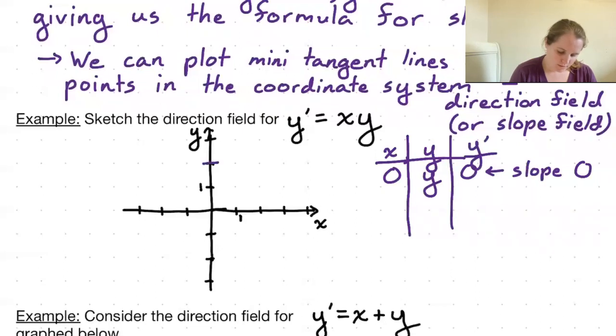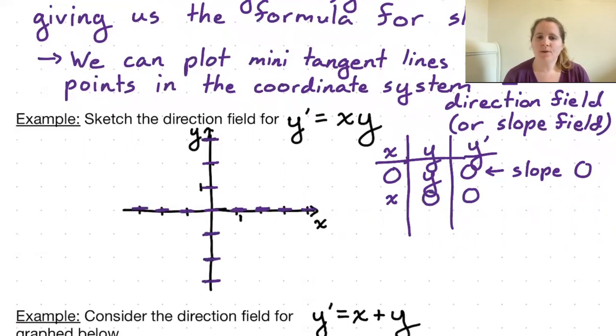So we're just going to draw a bunch of horizontal mini lines that should act like the tangent lines at each of those points, right? And then similarly, for this particular equation, anything in the form x, 0 also will have slope 0. So anything on the y-axis will also have slope 0. And then the rest we'll kind of have to figure out.